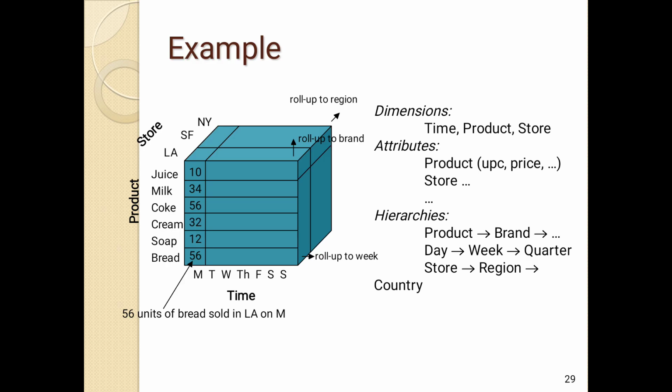The dimensions we have are time, product and store, right? Attributes for each and every product are defined. So the hierarchy means the product, the brand, day, week, quarter, store and region of a particular store. So see, for a particular day, consider it as Monday. So on Monday, what are the products, the sale or quantity of a particular product in a store, in which region? For example, Los Angeles or whatever the region may be.